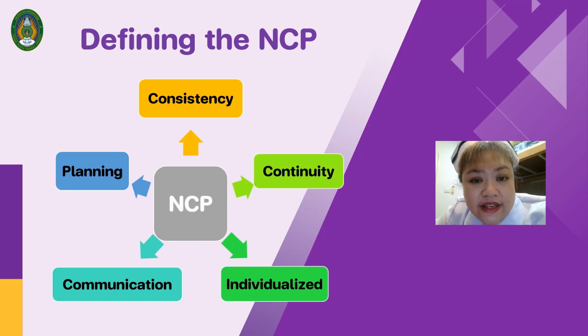So, what exactly is a nursing care plan? It's a structured, written plan that organizes information about patients. Its main goals are to ensure everyone provides consistent, continuous care tailored to that specific patient. It is a critical tool for communication and planning, and it is built upon the nursing process.